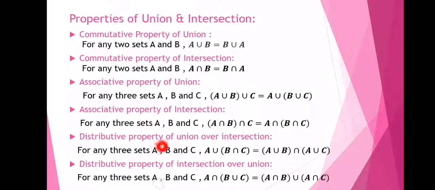Similarly, the distributive property of intersection over union is A intersection (B union C) is equal to (A intersection B) union (A intersection C).